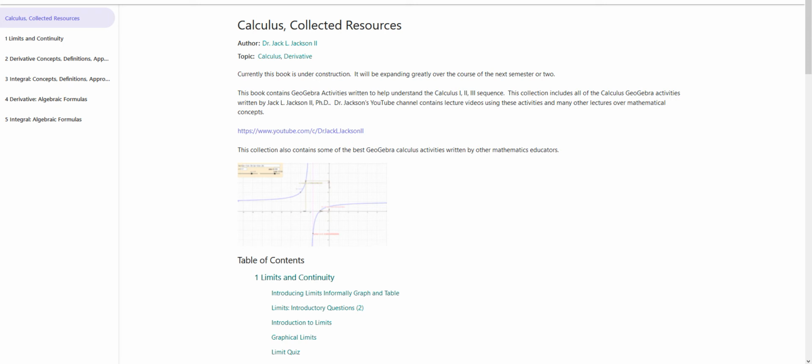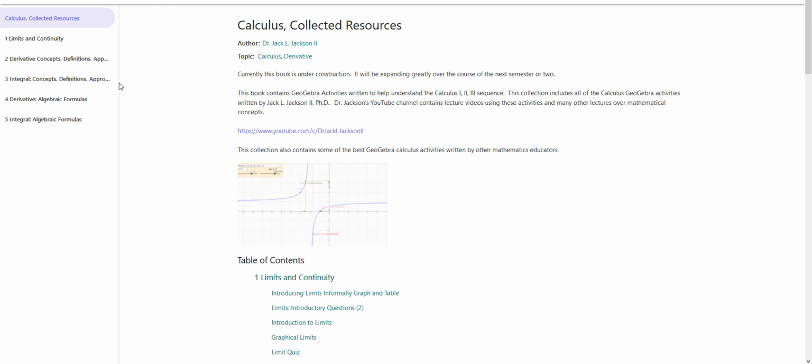Jack Jackson. In this video we're going to start deriving our derivative rules, and these rules are shortcuts to using the definition of the derivative to compute derivatives. And the easiest of those is to look at constant functions.